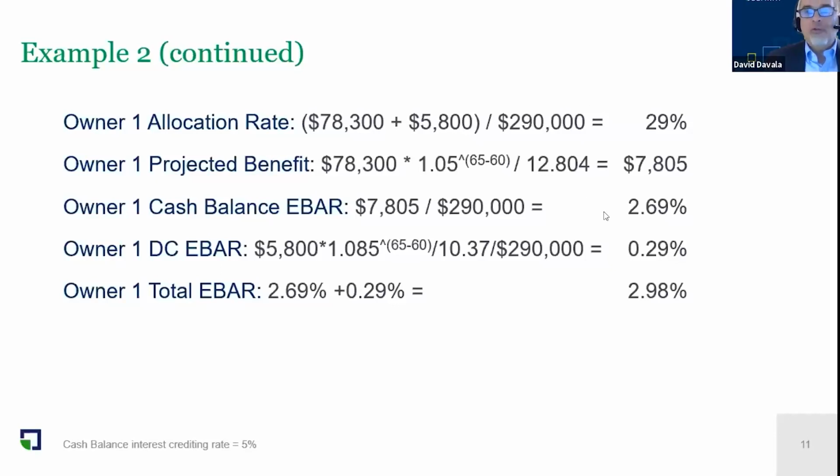The projected benefit of 7,805 is then divided by compensation of 290,000 to get an E-bar of 2.69%. The DC E-bar is the same calculation as in example one and is 0.29%. The total E-bar for owner 1 is 2.98%.